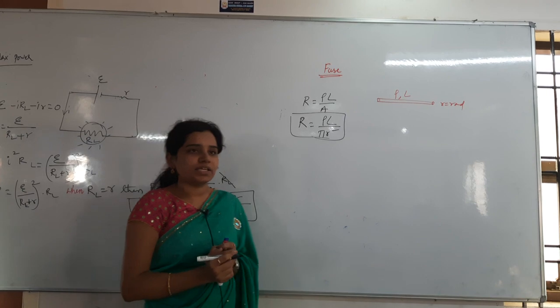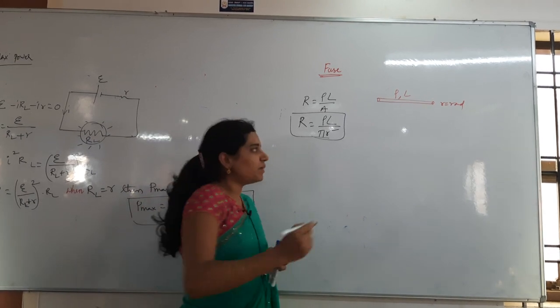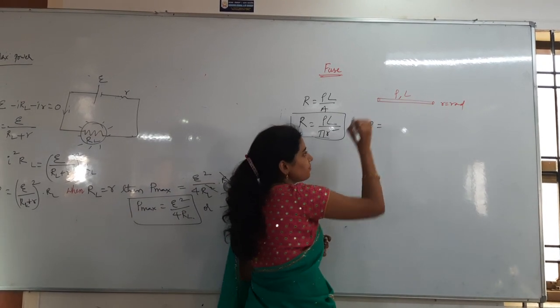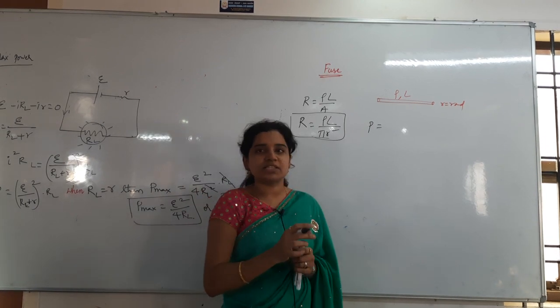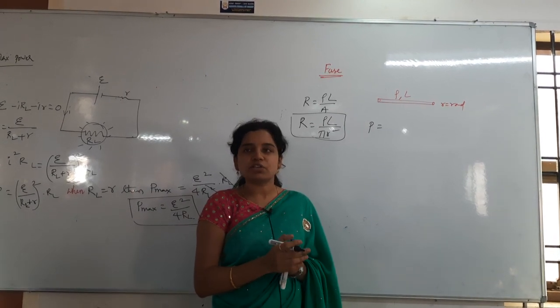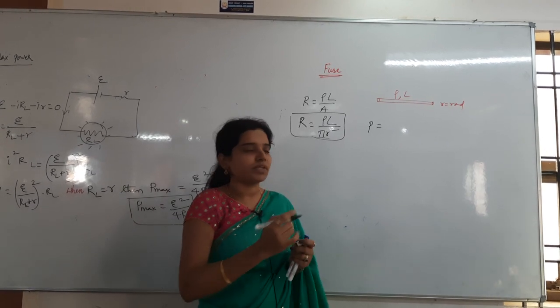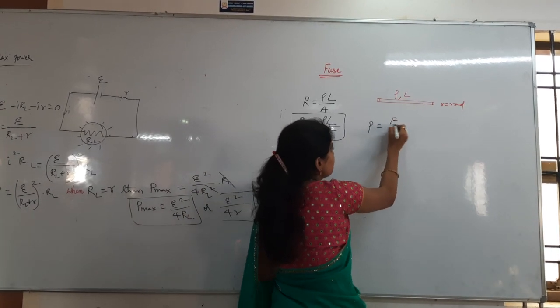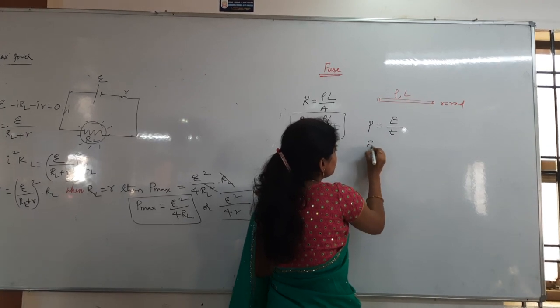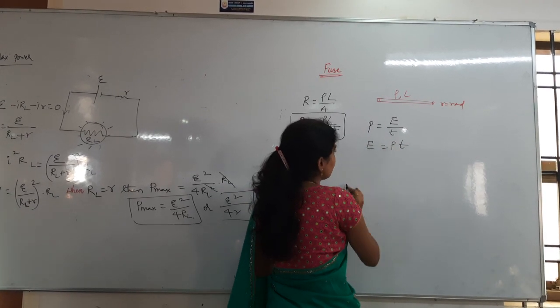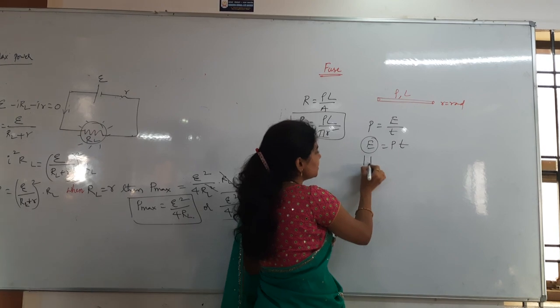Now I want to get the heat. For getting the heat, what is the formula? In terms of energy, I want to calculate heat energy. Power is equal to energy by time, right? Power is equal to work done by time or energy by time. So P is equal to energy by time. Then energy is equal to power into time.